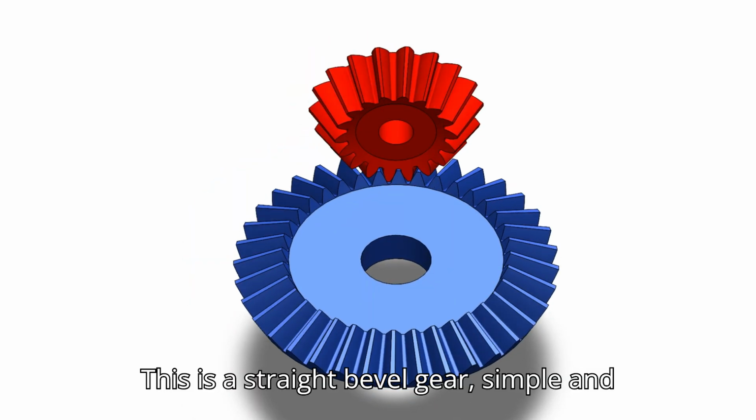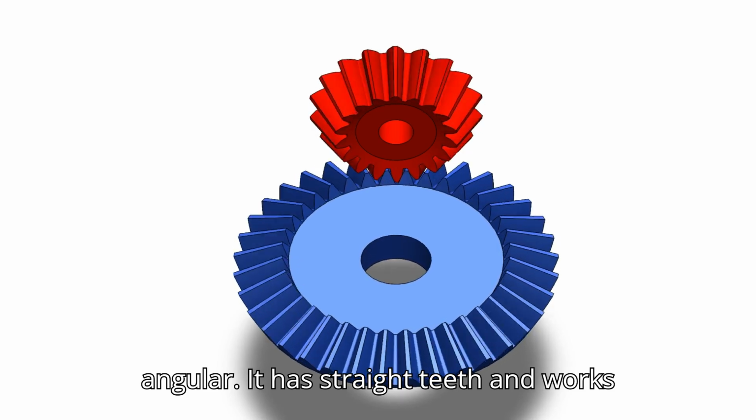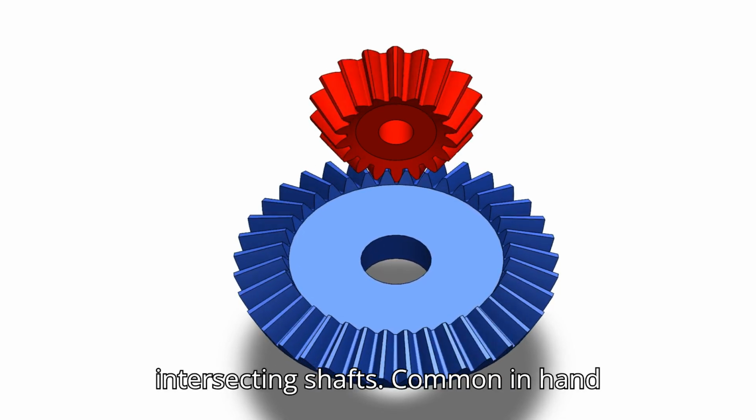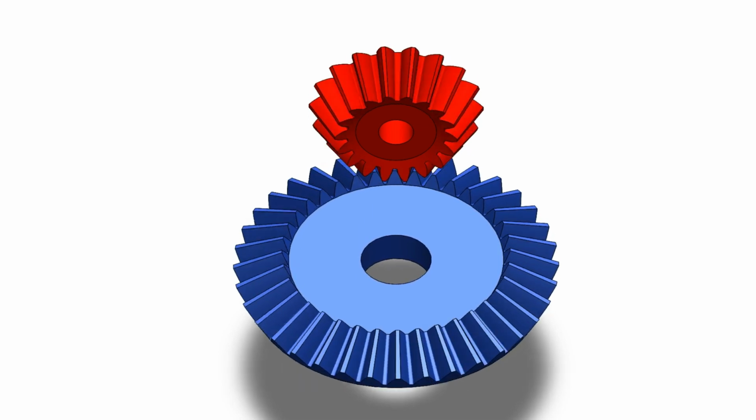This is a straight bevel gear, simple and angular. It has straight teeth and works at 90-degree shaft angles. Used to transfer motion between intersecting shafts. Common in hand drills, gearboxes, and machine tools.